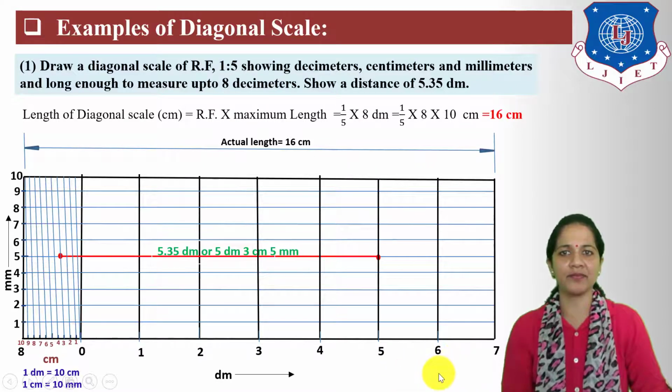At last, mention scale here, which is RF is equal to 1/5.